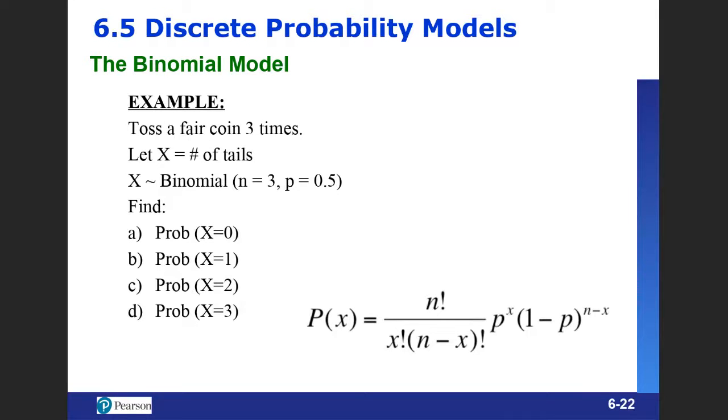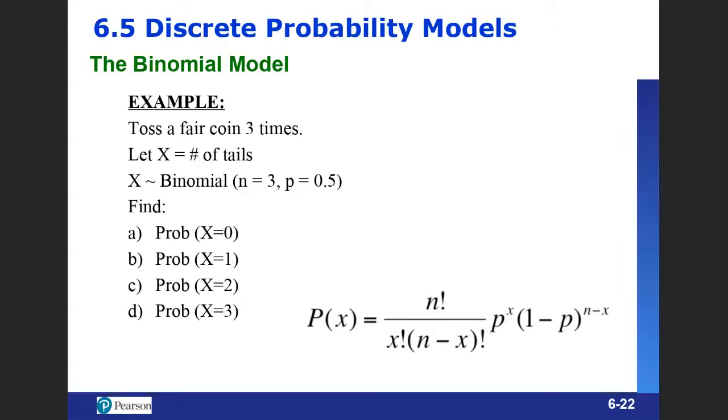The example says you toss a fair coin 3 times. Let x equal number of tails. Okay, a couple of things first. Toss a fair coin. Why should I say it's fair? Well, I'm saying it's fair because it's not a trick coin. There's only heads on one side and tails on one side. So I have to specify that it's not a trick coin. I'm tossing it 3 times and I'm only interested in tails. The question says, let x equal number of tails.